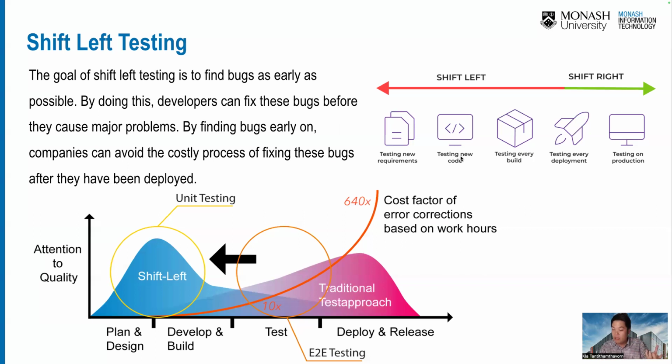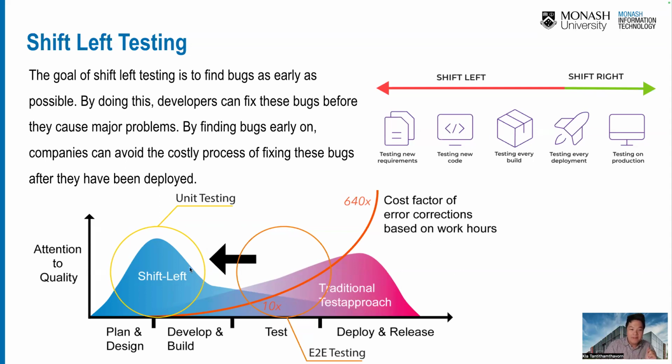We need to test the new code. When we develop a new code contribution, we need to test it. We need to test every build as well. We talk about continuous integration, continuous deployment: testing every deployment, CI/CD. And testing on production as well, okay? No, sorry, testing on production is something that we need to avoid. That's what I mean. I'm so sorry. Okay, we should avoid testing on production.